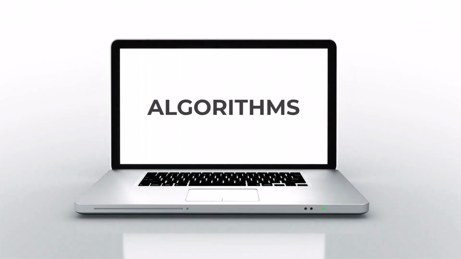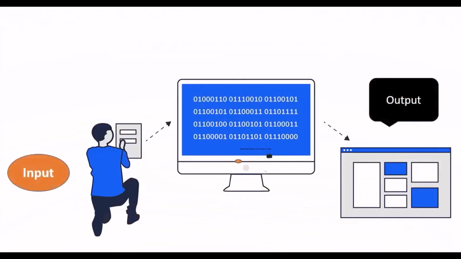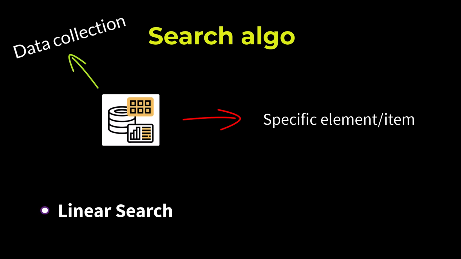In this video, we are going to talk about search algorithms. Algorithms are a series of steps to solve a problem. Search algorithms enable us to find information. For example, we have a dataset and need to find an element within it. Linear search and binary search help us to navigate through data.